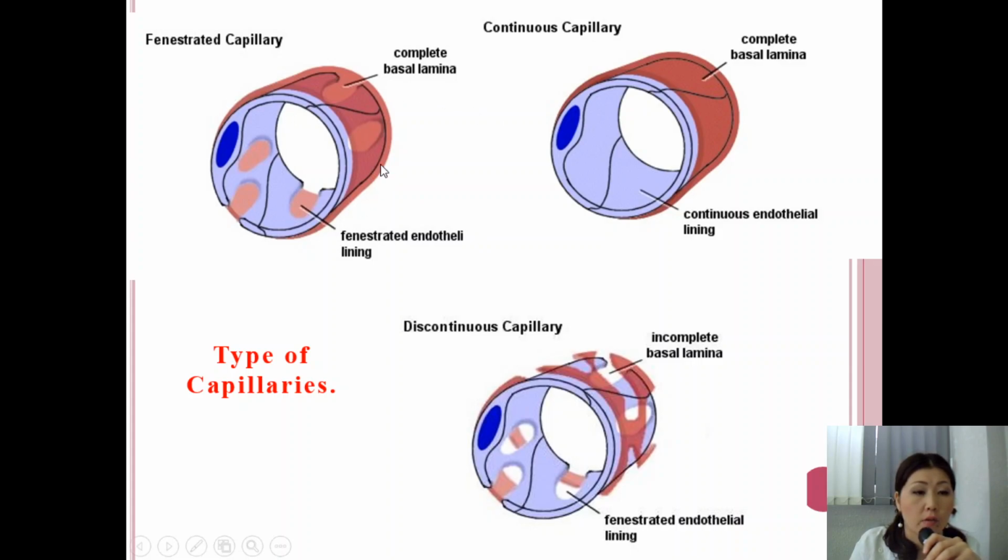Here we can see a fenestrated capillary. Three types of capillaries can be fenestrated, discontinuous, or continuous. And what is the difference between these three capillaries? We can see here in fenestrated capillaries complete basal lamina and fenestrated endothelial lining. Here we can see fenestrations, but basal lamina is complete. In continuous capillaries, basal lamina and endothelial lining both are complete, as we can see here. In discontinuous capillary, incomplete basal lamina and fenestrated endothelial lining, as you see here. Both have fenestrations and pores.